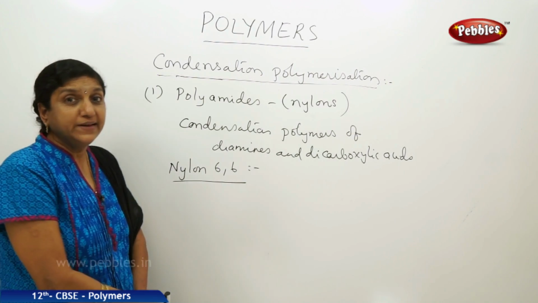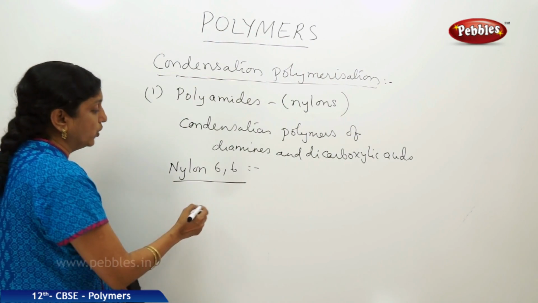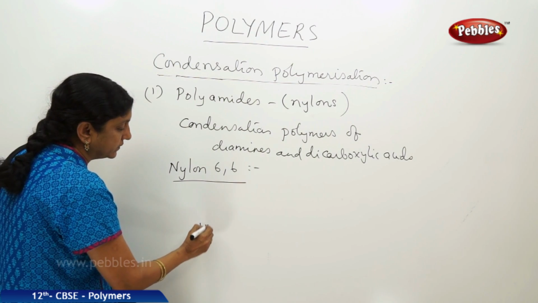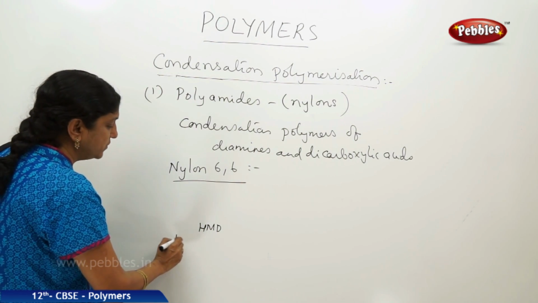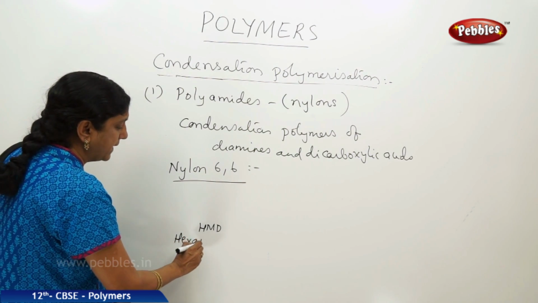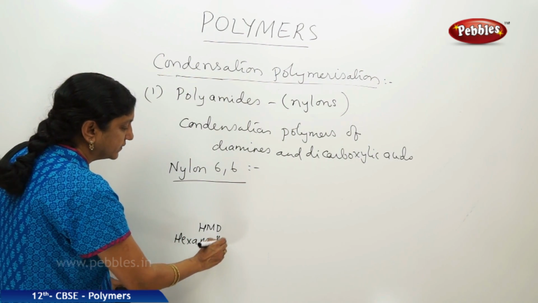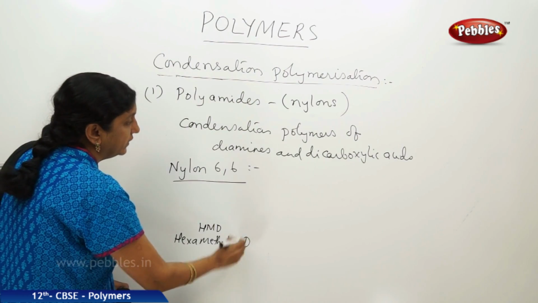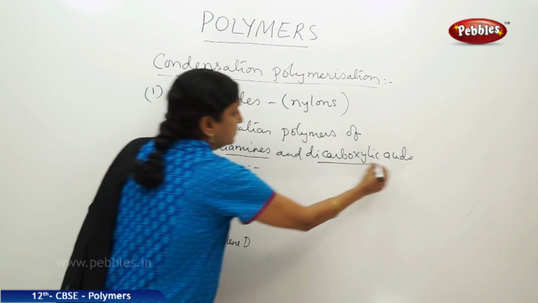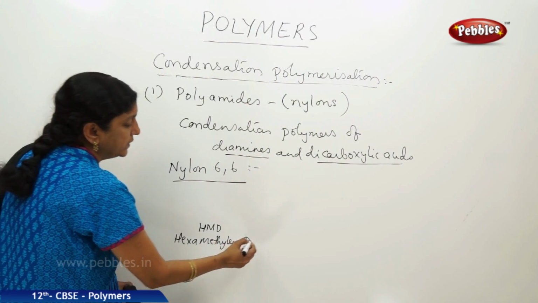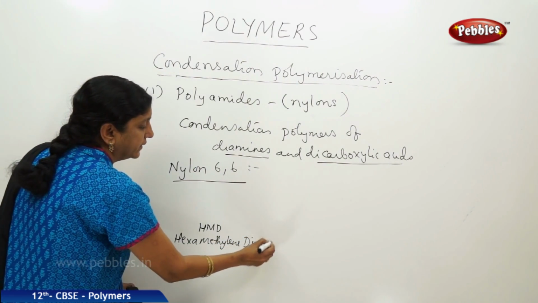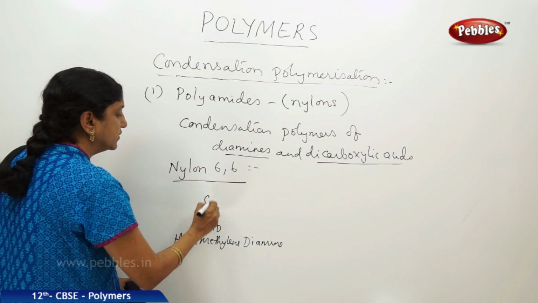So hexamethylene diamine is one of the monomers used, HMD. HMD stands for hexamethylene diamine. As we said, it is a condensation between diamines and dicarboxylic acid. So hexamethylene diamine. Let us write the structure.